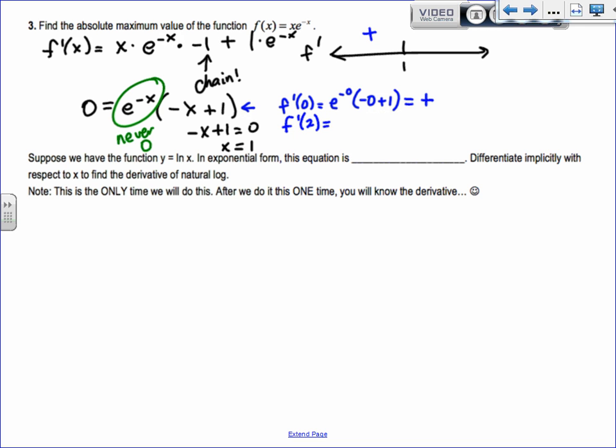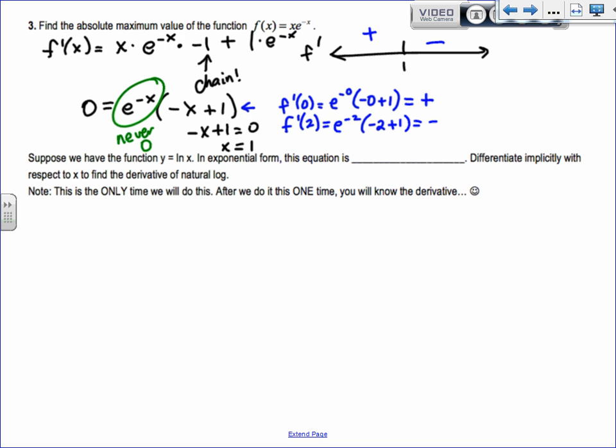So let's try 2. If I have 2, I have e to the negative 2, which is 1 over e squared, times negative 2 plus 1. So 1 over e squared is positive. The second part is negative. So I get a negative number, and you can check it on your calculator if you want. But like I said, this should be a non-calculator one. You should know how to do this without.